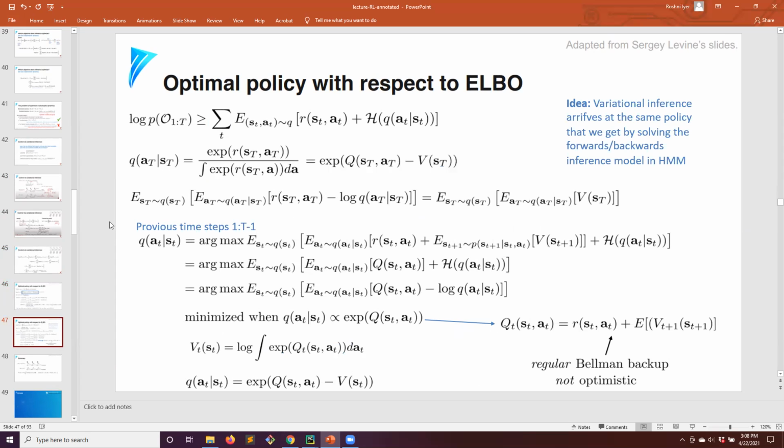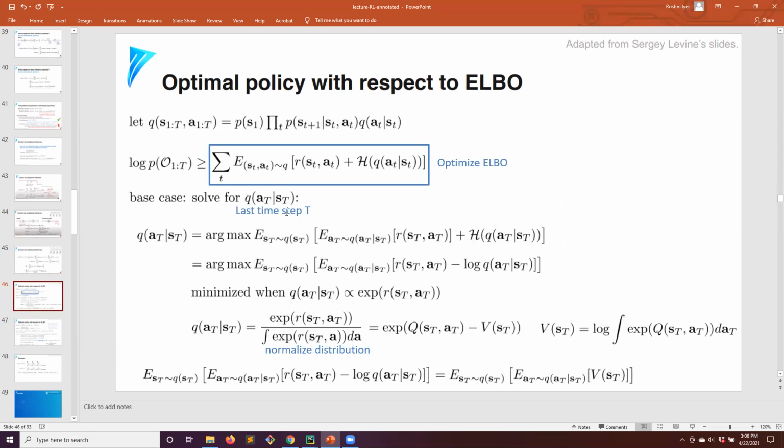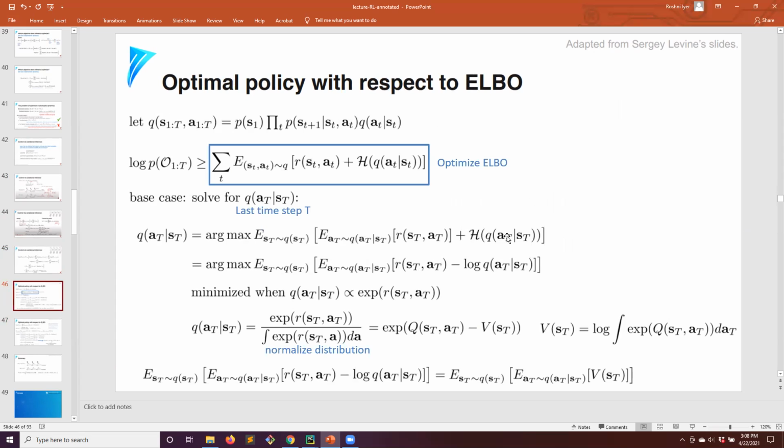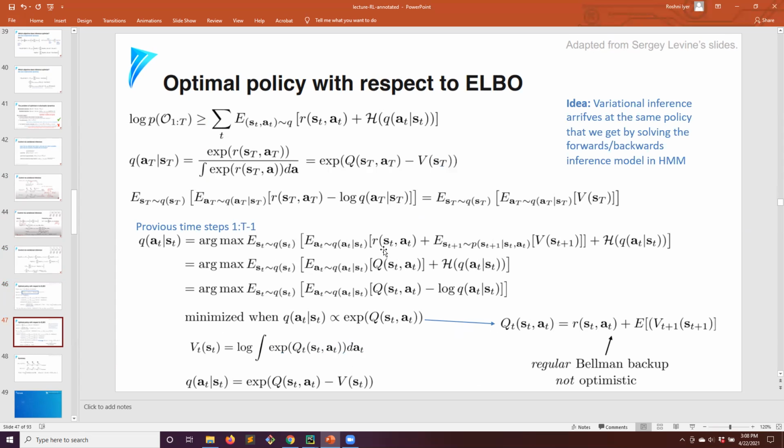Okay, so now the question is, how can we write this for all of the previous time steps from 1 to T minus 1? So we saw this for the case of the last time step T. Now, the only difference between this part and this part here is that we have this additional V of s_{t+1} because we are dealing with all of the previous time steps. This is not the last time step. So we have this additional term here. And this part is actually the q of a_t given s_t. So we can write that.